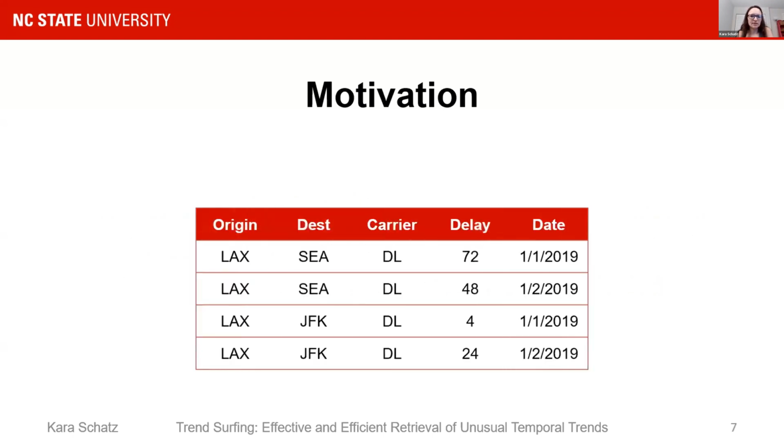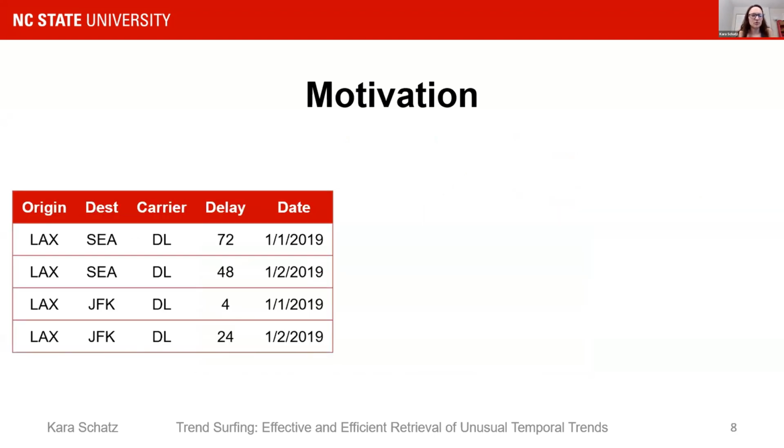So, for example, consider this fact table here, which shows some flight delay information. The fact table consists of a set of group by attributes, which collaboratively characterize the flights recorded in the table. There's a measure attribute, which describes the delay of the flight, and a temporal attribute, which represents the valid date of the flight delay information. This table encodes many trends of temporal changes.